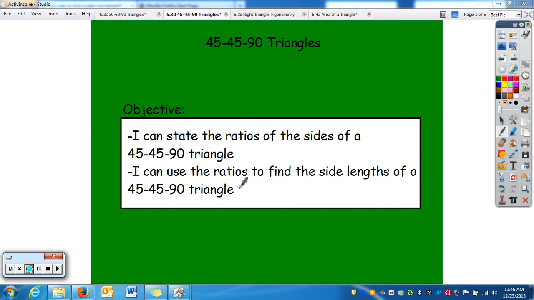So in this video, it's going to be like the 30, 60, 90 triangles, but now we're doing a new ratio, which is a 45, 45, 90 triangle. So your objective is that you can state the ratios of the sides of a 45, 45, 90 triangle, and you can use these ratios to find side lengths. Very similar to the 30, 60, 90, we're just looking at a different type of triangle.